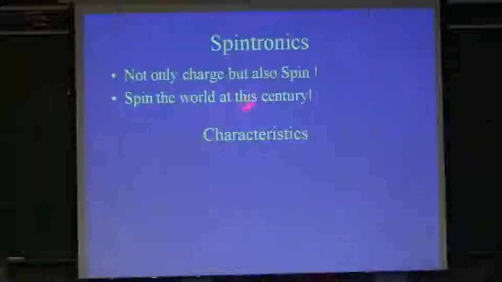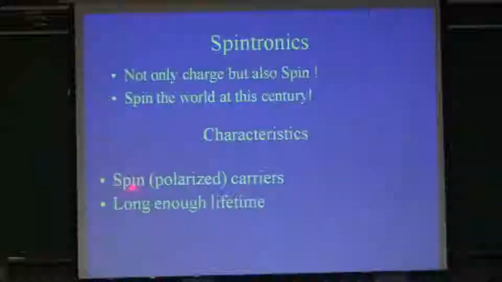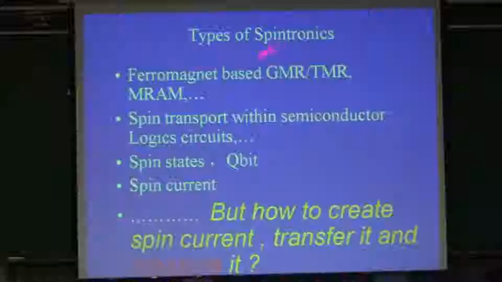And we try to spin the water in this century. The characteristic is that we need to have the spin carrier and a long enough lock time for you to measure things. So the types of spintronics right now have a lot of variety in different materials and devices. First is ferromagnetic based giant magnetoresistance, and also spin transfer within semiconductor, logic circuits, spin state, the qubit, and the spin current. But no matter which one, the main issue right now is how to create a spin current, transfer it, and most of all, how to measure it.